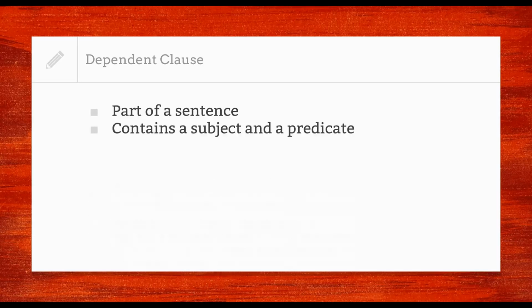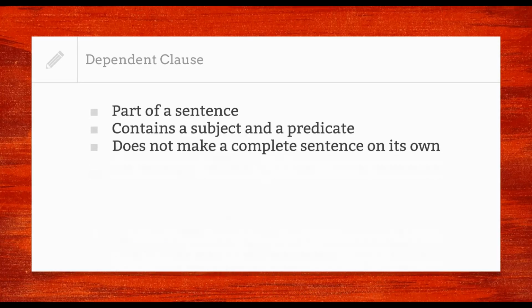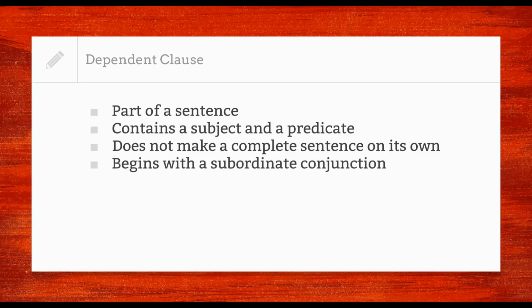So now we have dependent clauses. A dependent clause is also a part of a sentence. It also contains a subject and a predicate, just like a complete sentence or an independent clause. However, it does not make a complete sentence on its own. And this is because it begins with a subordinate conjunction.